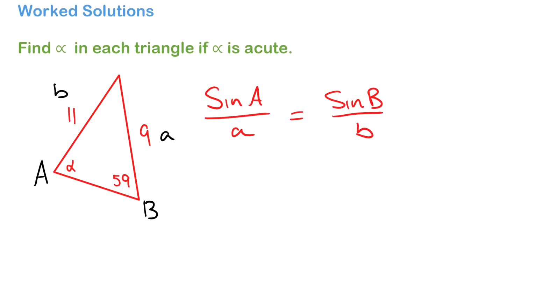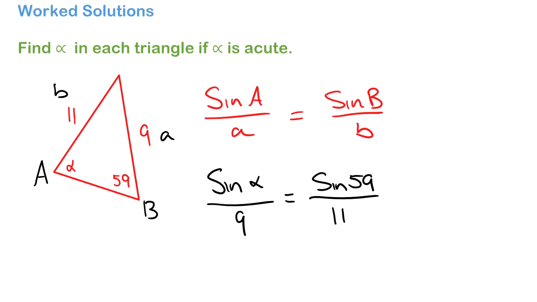At this stage, it's basic substitution. We're going to replace our pronumerals, A's and B's, with what their value is from our triangle. So my capital A is alpha, so let's stick with that. My lowercase a was 9. Then we have sine 59 over 11.